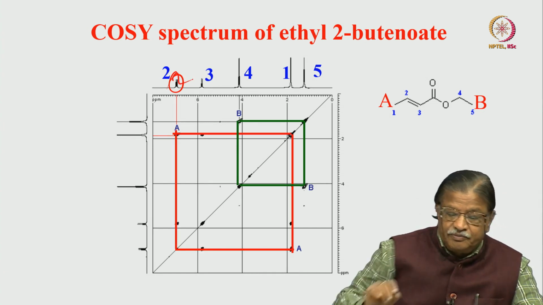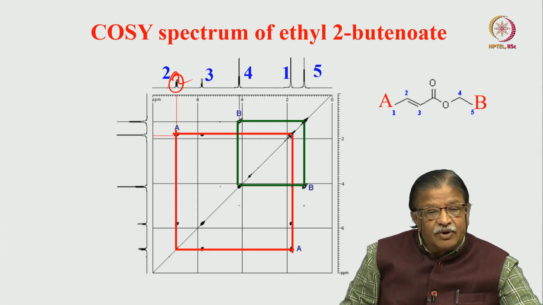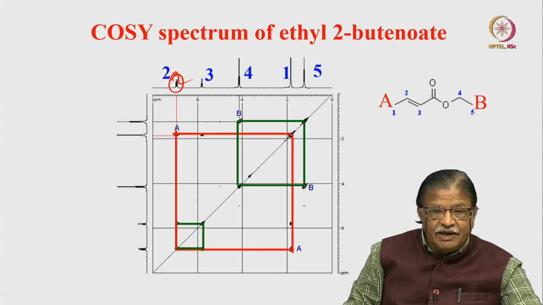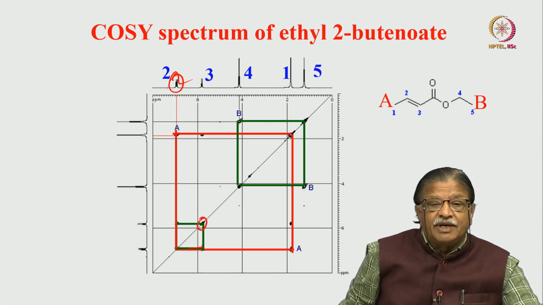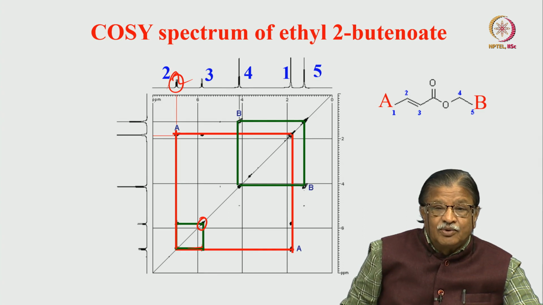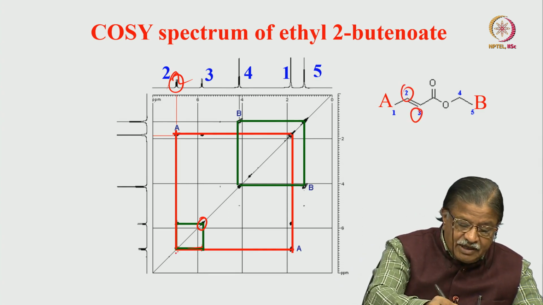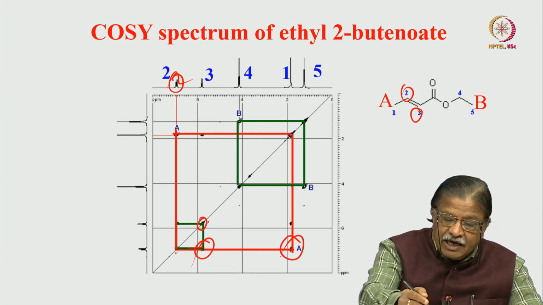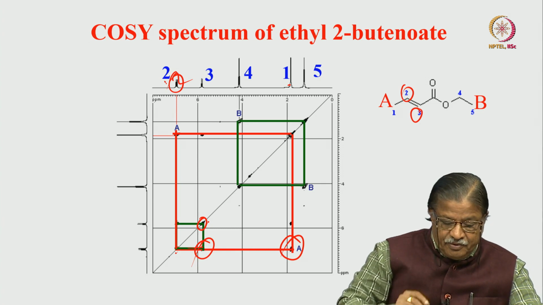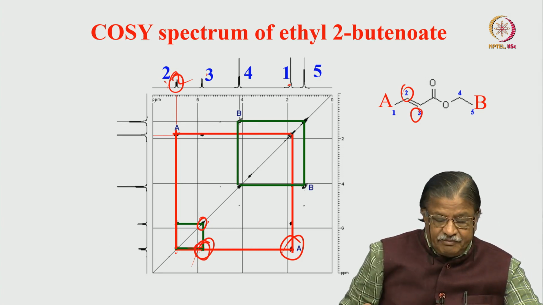This is proton 2. Now, from the proton 2, you can do one more thing. Go horizontally, and go vertically up. You see another peak here. So, 2 is coupled to 3. As a consequence, these two are coupled and giving rise to a cross peak here. This cross peak corresponds to 1 and 2, whereas this cross peak corresponds to 2 and 3.